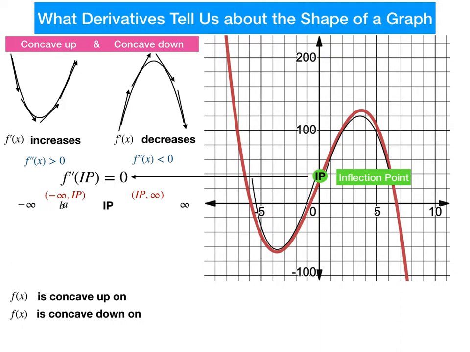And then we pick a test point in each interval, and we use the second derivative to evaluate these test points. The second derivative at a is positive, which means the function is concave up on this interval. And the second derivative at b is negative, which means the function is concave down on this interval. So we can conclude that f of x is concave up on negative infinity to the inflection point, and f of x is concave down on the interval from the inflection point to positive infinity, right?